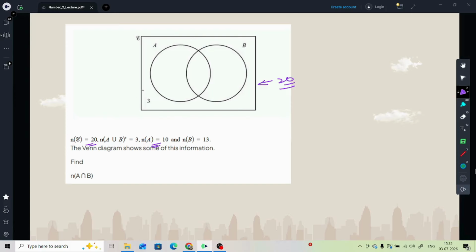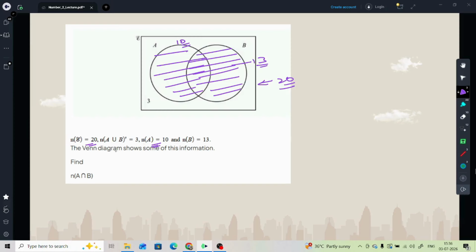Number of elements in A is 10, so altogether, including the common region, it is 10. And the number of elements in B is 13, so altogether, again including the intercept part, it is 13. It is asking, the Venn diagram shows some of the information, find n(A intercept B).